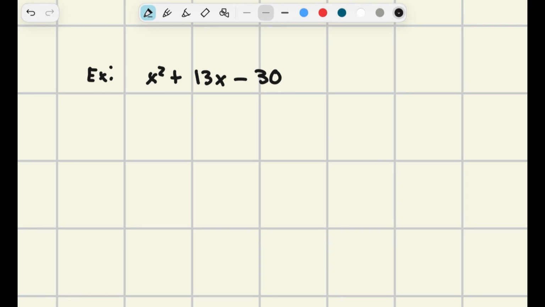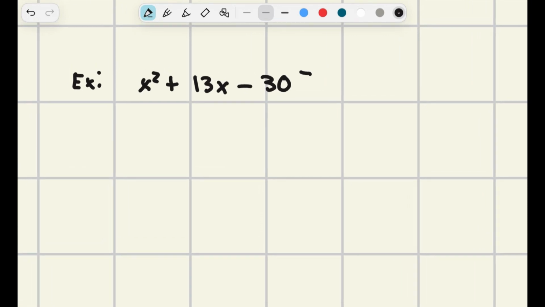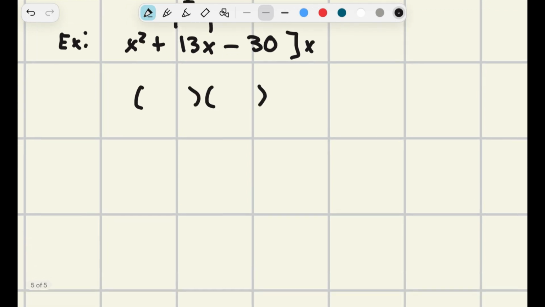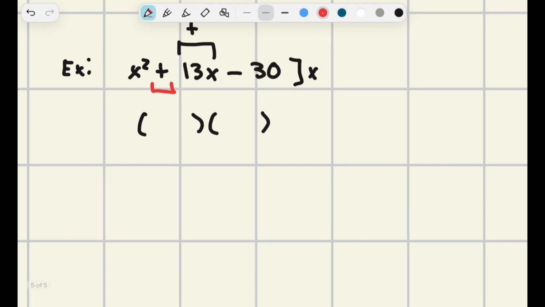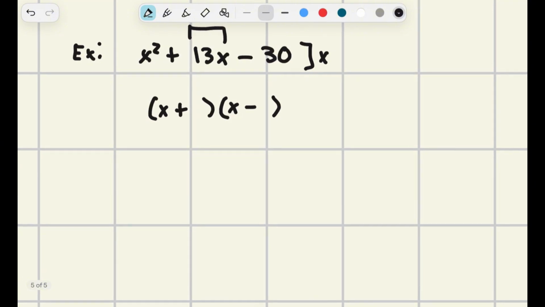Okay, here is our second example. So we need two numbers that multiply to 30 and two numbers that add up to 13. Let's draw our brackets. And let's go ahead and put our signs in first. So the first sign indicates that the first bracket will have a positive, and the second sign is a negative, so it means that our brackets have to have opposite signs. So this one will be negative. And we'll go ahead and put the variables in. And now let's go ahead and find our numbers.